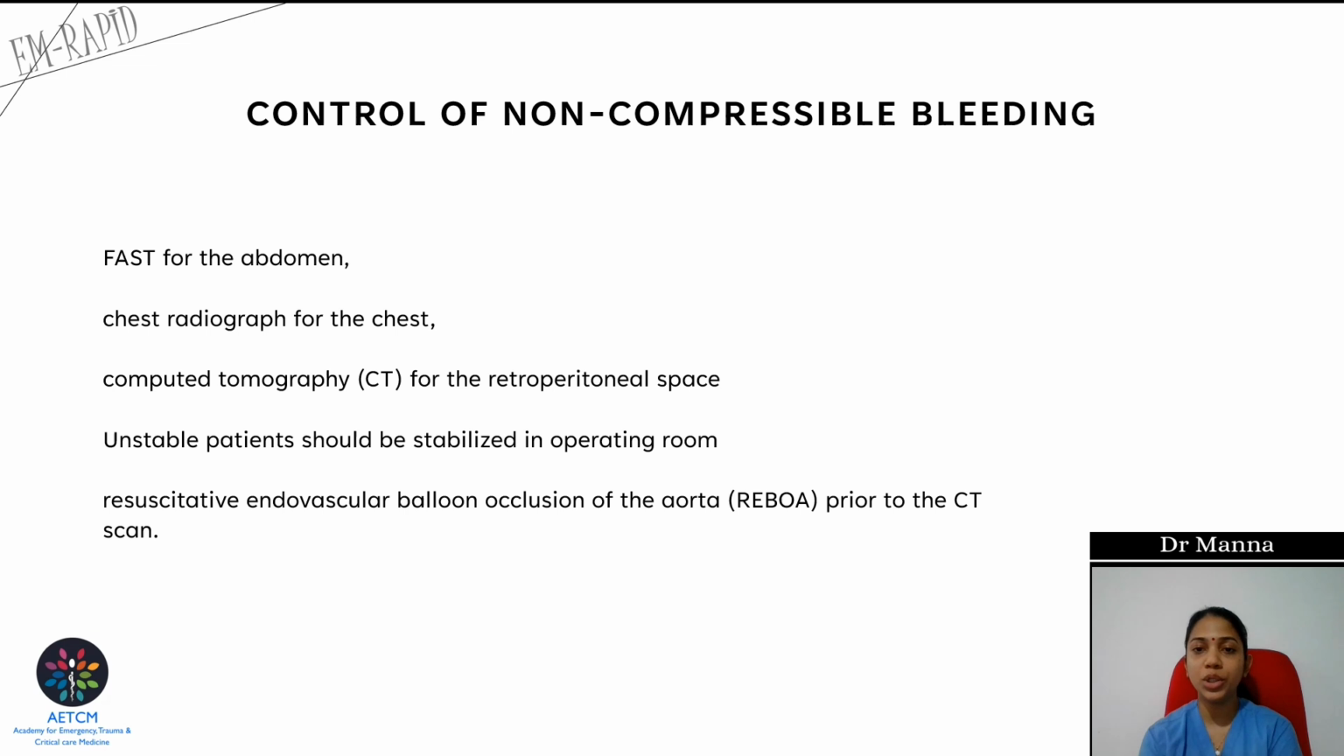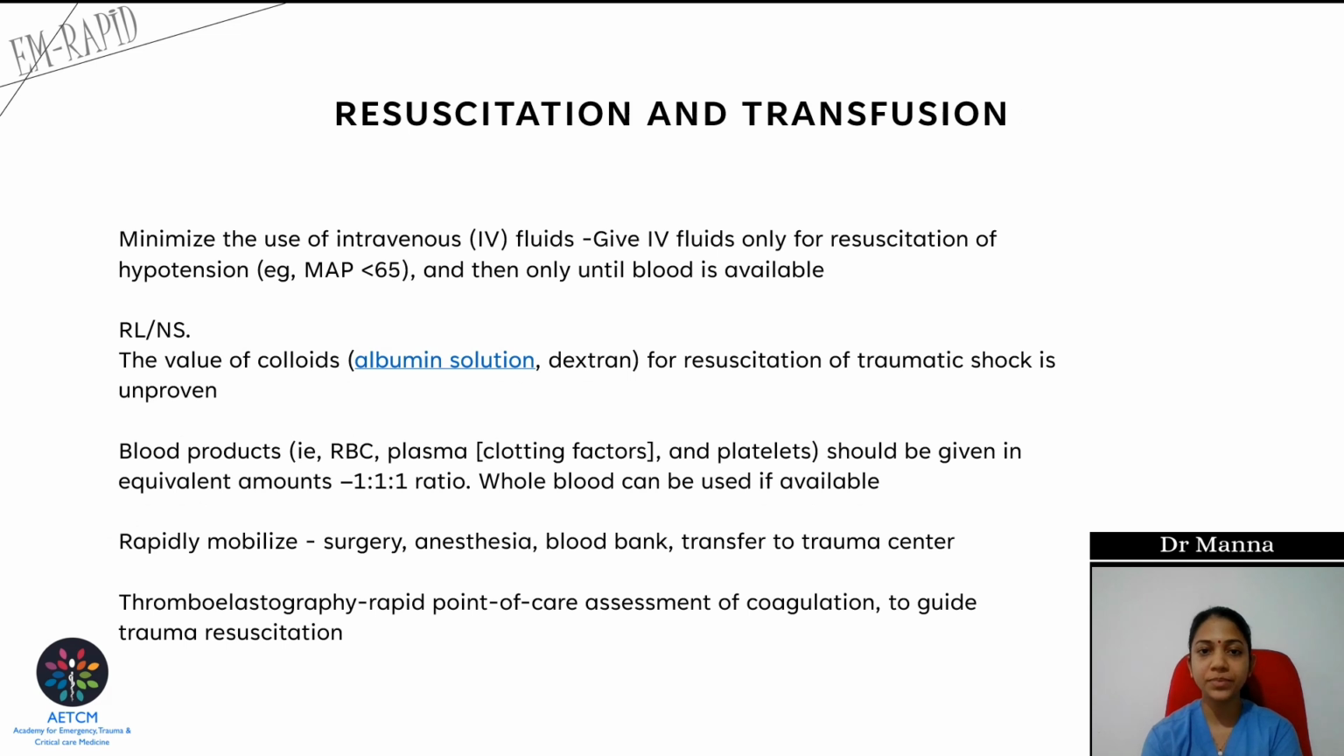In order to control non-compressible bleeding, we first have to identify it by doing a FAST examination, chest radiography or CT scan. If this patient is unstable, we have to plan to shift this patient to the operating room. Resuscitative endovascular balloon occlusion of the aorta can be done prior to CT scan if there is massive hemorrhage.